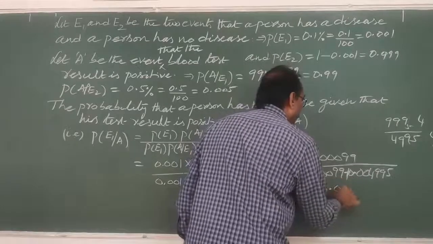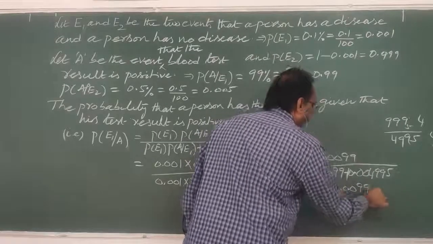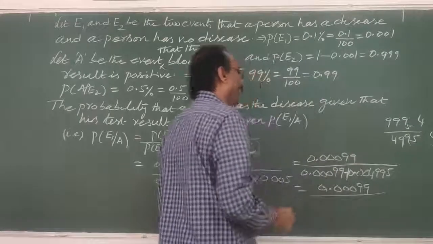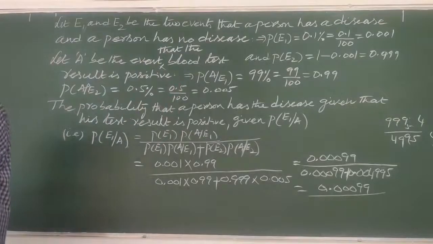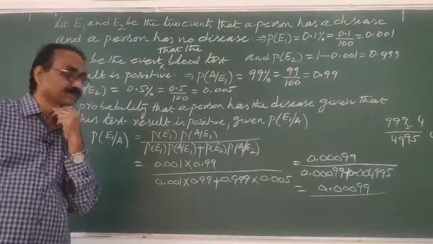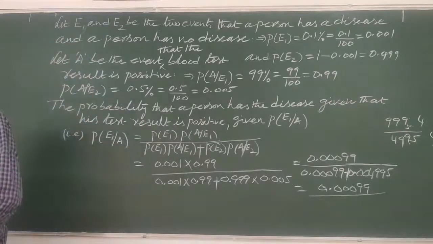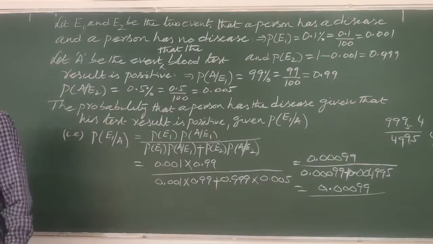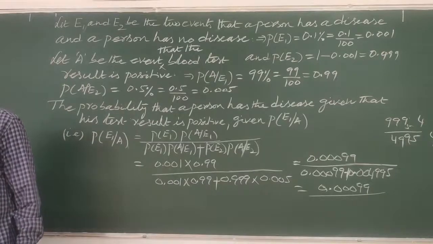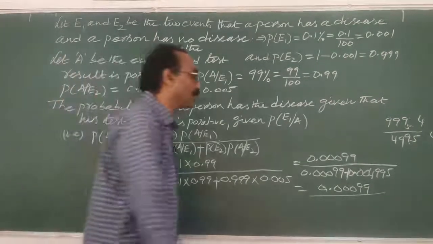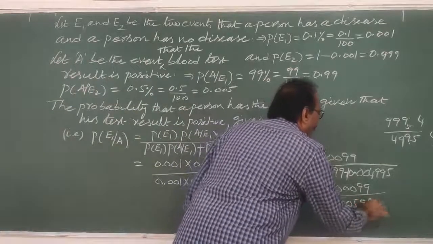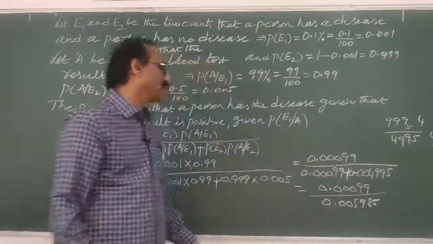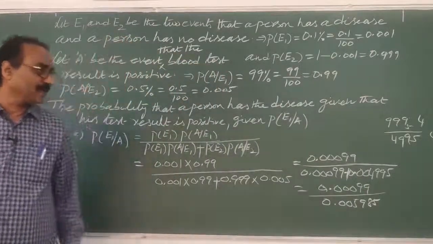Now 0.00099 by, if you add together, how much are you going to get? You see, 9 plus 5, 14. So if you multiply and see and you find out 0.005, if you multiply and see 0.005985, you totally multiply and add and you will see now how much you will get.